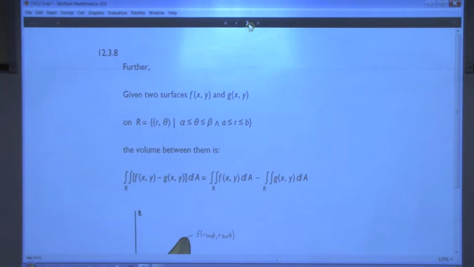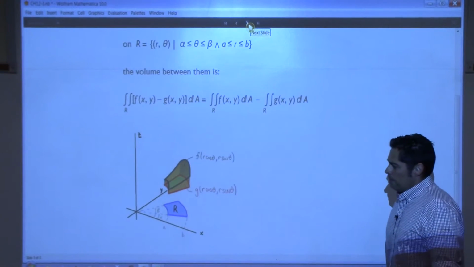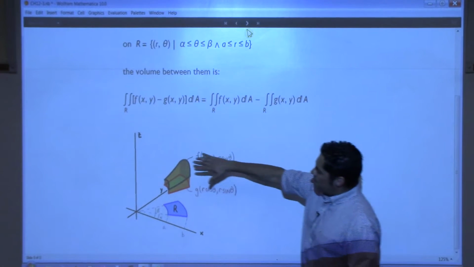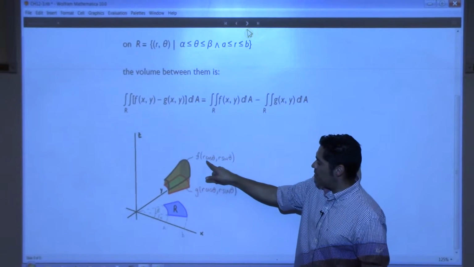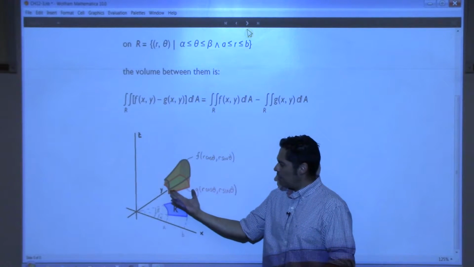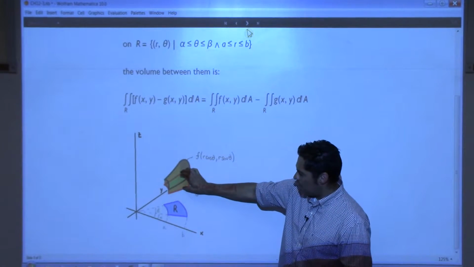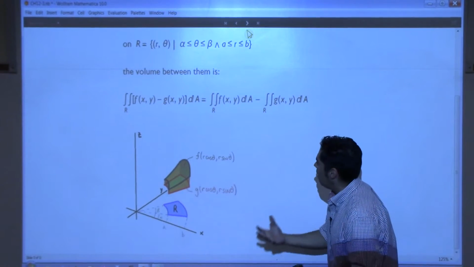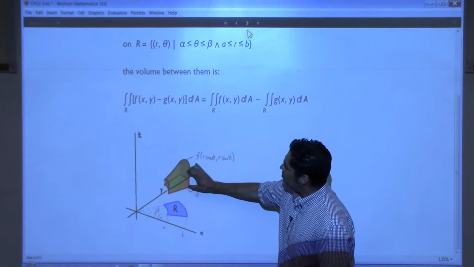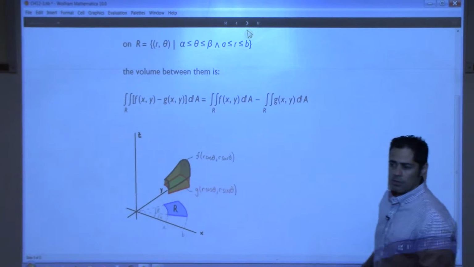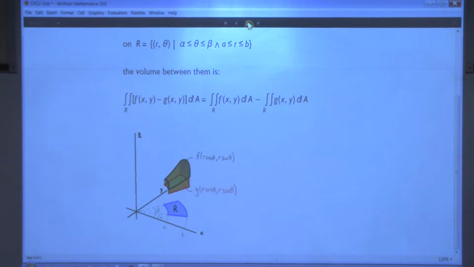All right. Now, this is a picture of a surface, some function of x and y, which we're converting to r cosine theta, r sine theta, which creates an upper surface, and another surface g that creates a lower surface. We're trying to find the volume between these over some polar rectangle. To remind you, if you're trying to find the volume between two surfaces, you subtract the two surfaces, which really just breaks down to subtracting the double integrals. And we can convert to polar and do exactly the same thing.